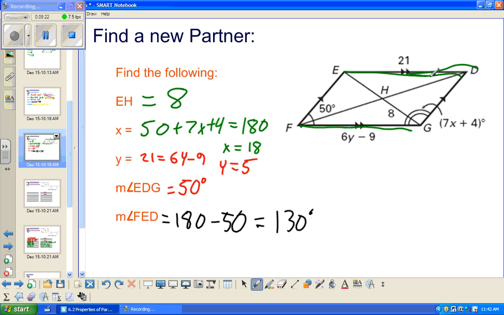EDG, so this angle here is congruent to its opposite angle, so it's 50. No work involved. And then FED, we know consecutive angles are supplementary, so they need to add up to 180. 180 minus 50 is 130.